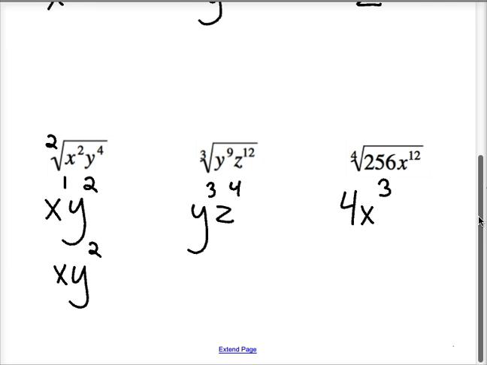All right, so again, pretty quick, pretty easy, just as long as you have that powers chart and you remember that for variables and exponents, all that matters is how many times the index goes into the exponent.